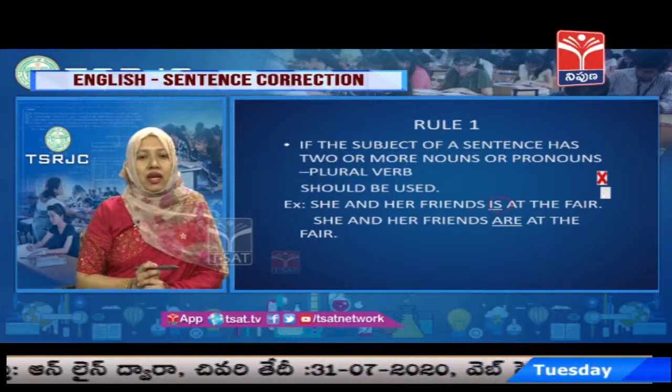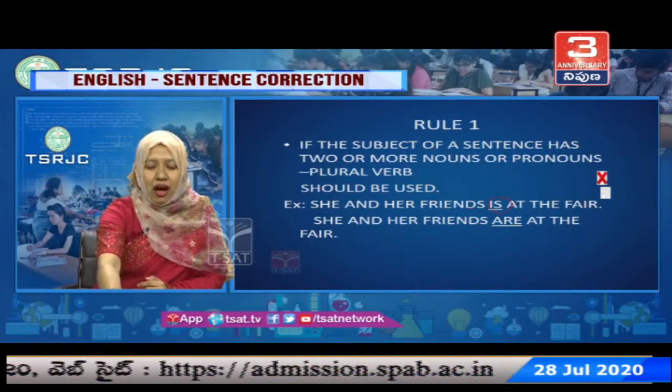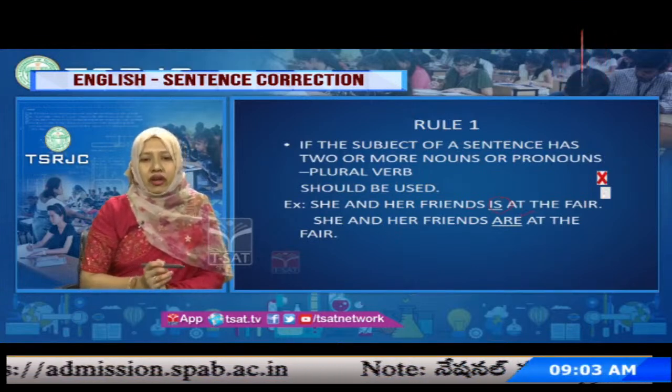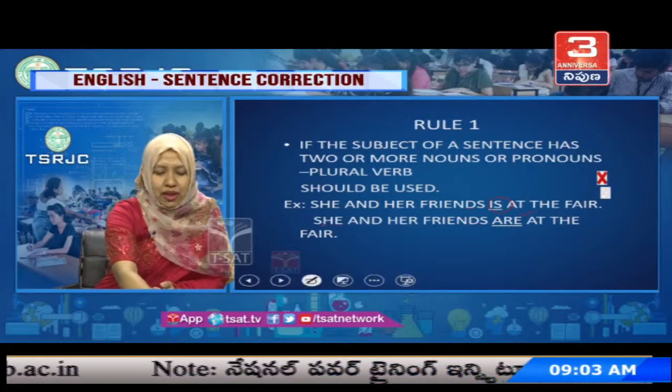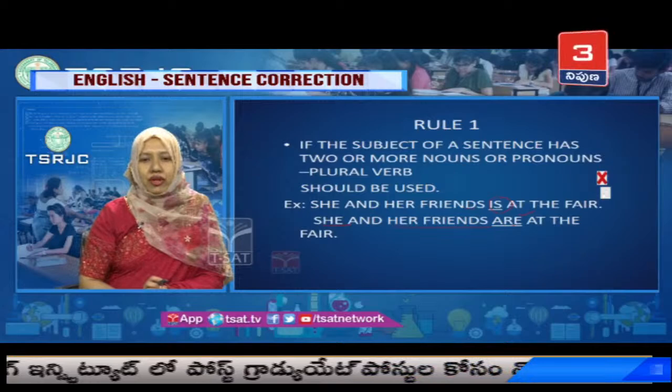The helping verb "is" should not come. The correct sentence is "She and her friends are at the fair." So, because there are 2 subjects, we need to always use a plural verb. This is one important tip.